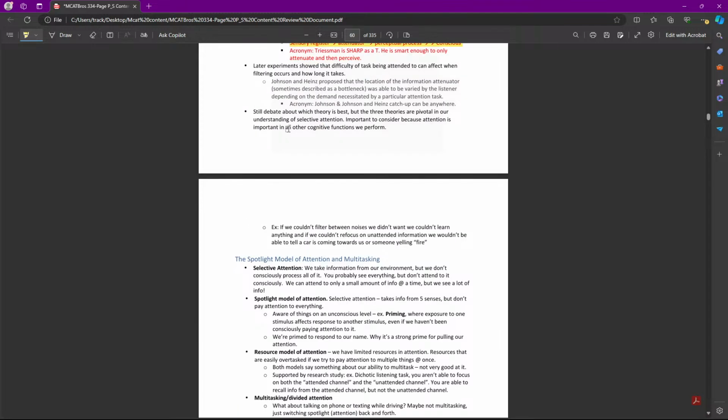It is still debated which theory is best, but all theories are pivotal in our understanding of selective attention. Important to consider because attention is important to all cognitive functions we perform.